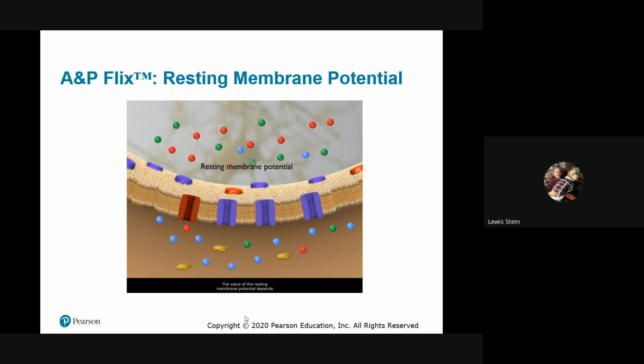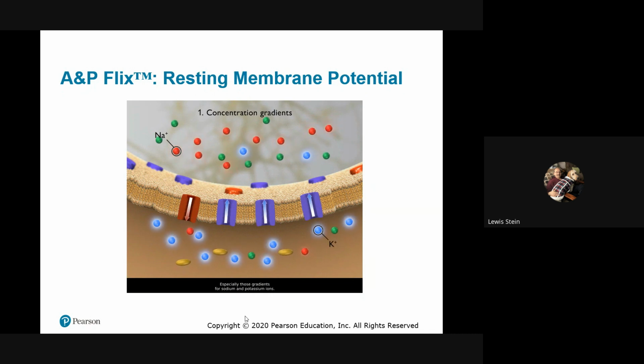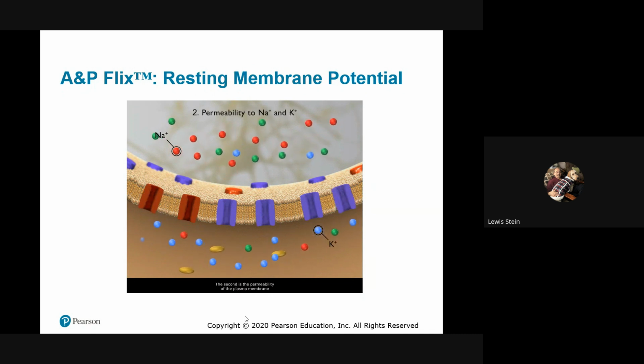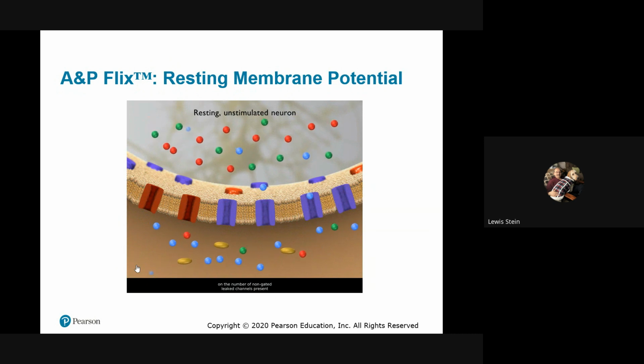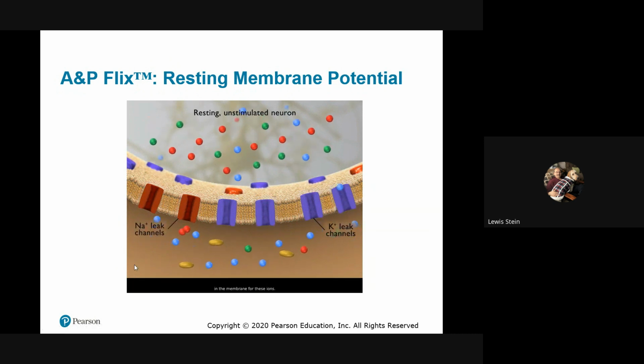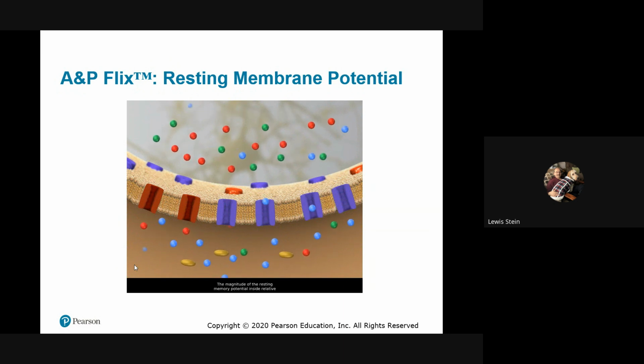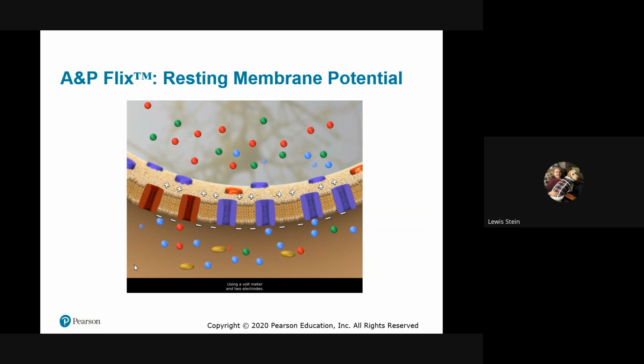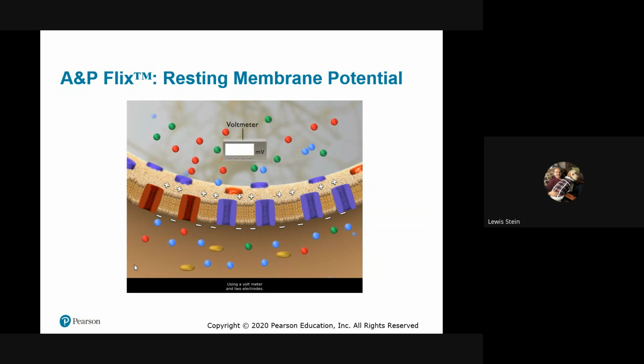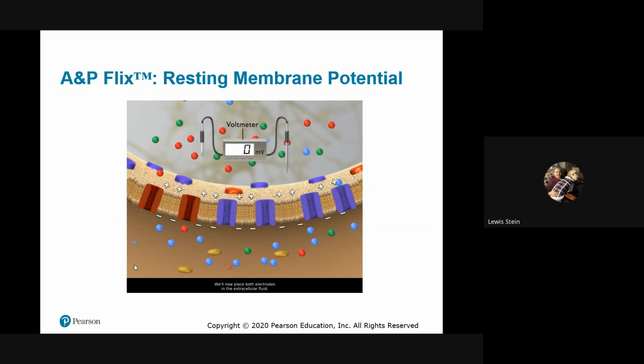The value of the resting membrane potential depends on 2 factors. The first is the presence of concentration gradients across the plasma membrane, especially those gradients for sodium and potassium ions. The second is the permeability of the plasma membrane to sodium and potassium. In the resting state, this permeability depends on the number of non-gated leak channels present in the membrane for these ions. The magnitude of the resting membrane potential, inside relative to outside, is measured in millivolts using a voltmeter and 2 electrodes. We'll now place both electrodes in the extracellular fluid.